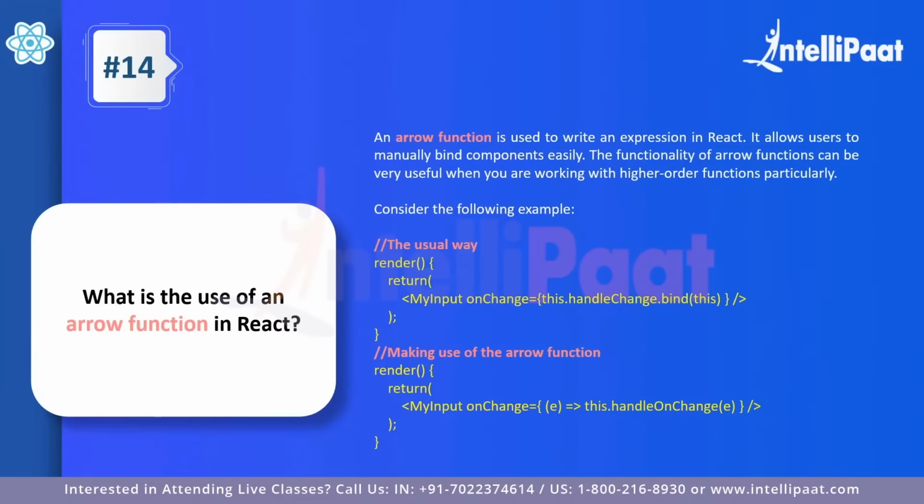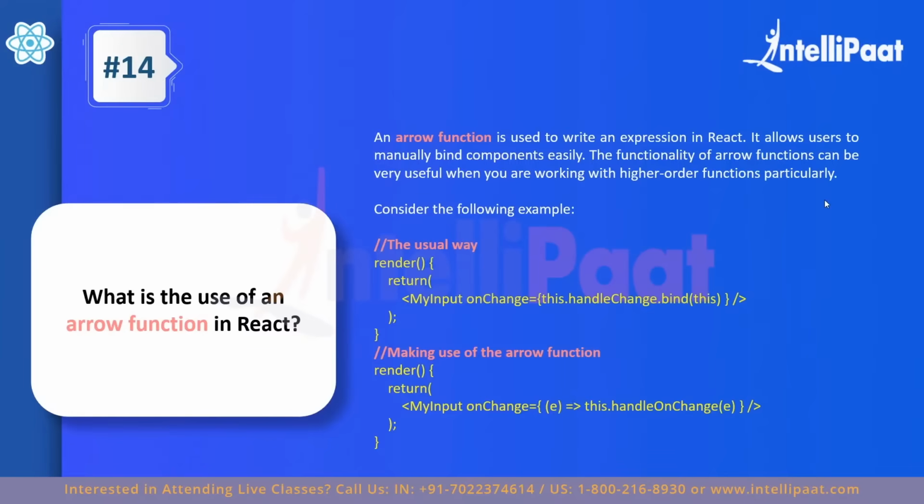But then coming to the usual example of where you have to manually bind components, you can see my input on change equal to this dot handle change and bind this. This is how you manually bind it, right? Now there's a fun way if you make use of the arrow function. So instead of directly saying it that way, all you can do is enclose the function and use the arrow function, as you can see on your screen right here. So this arrow function is another way where you can use it.